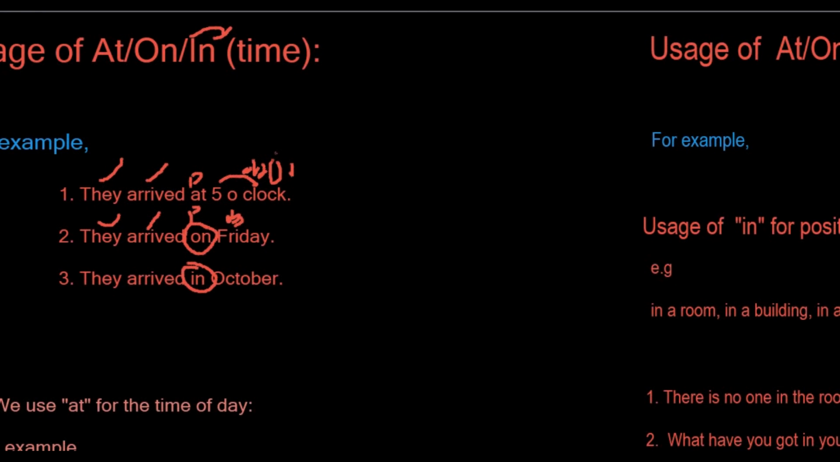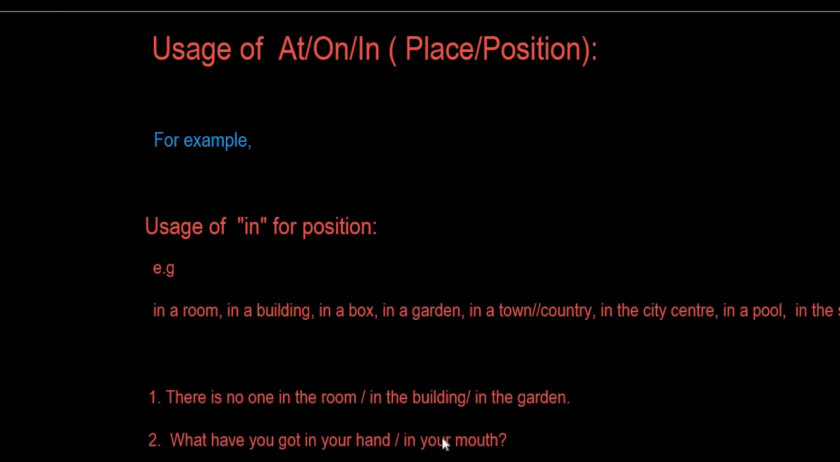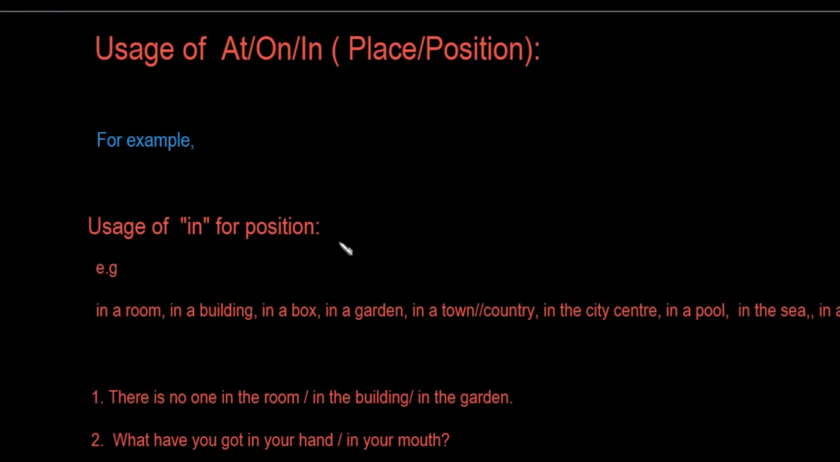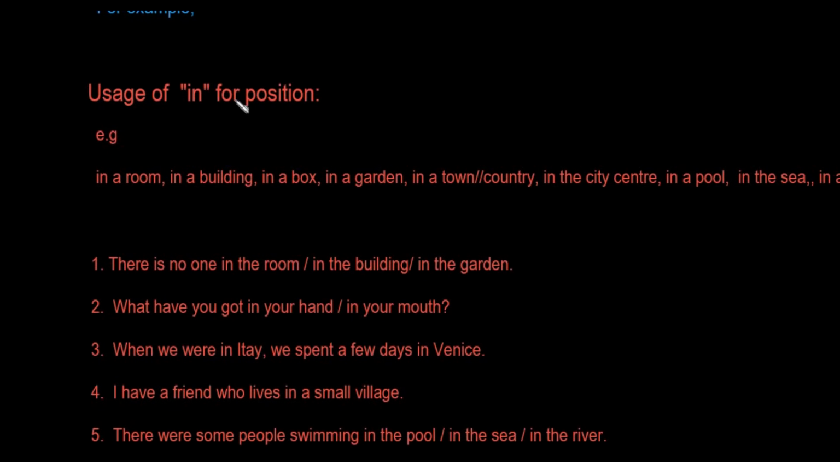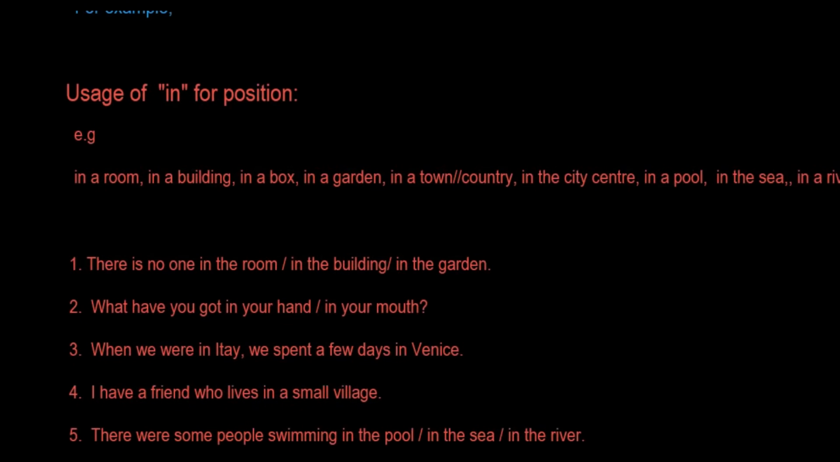So it was all about at, on, in that we use for the time. Second, we have at, on, in, the same prepositions, but we use them for the position. That was for the time and this is for the position. For example, usage of in for position: in a room, in a building, in a box, in a garden, in town, country, in the city center, in a pool, in the sea, and in the river.